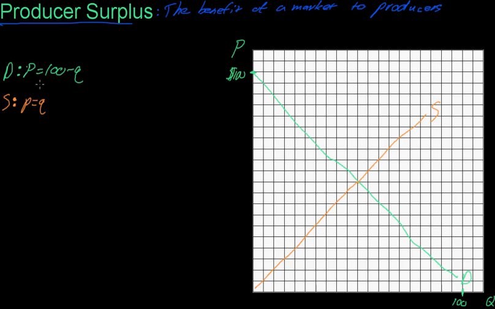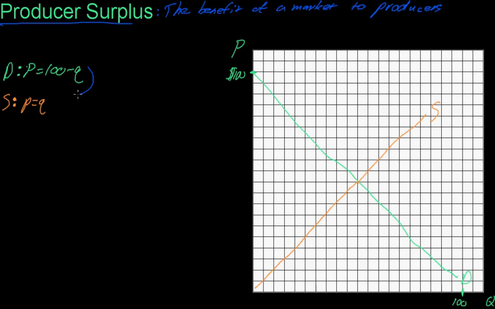So I made a different market this time than I did for the consumer surplus video. And to give you a little more practice with finding the equilibrium price and quantity, we're going to go ahead and solve that here. So I've gone ahead and drawn the lines that are represented here algebraically. So the demand curve is that price is equal to 100 minus quantity in green, and the supply curve is that price is equal to quantity, which is in orange.